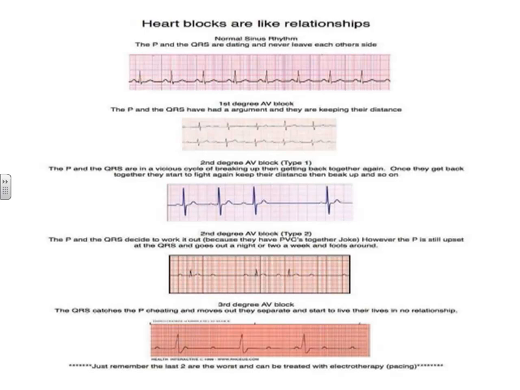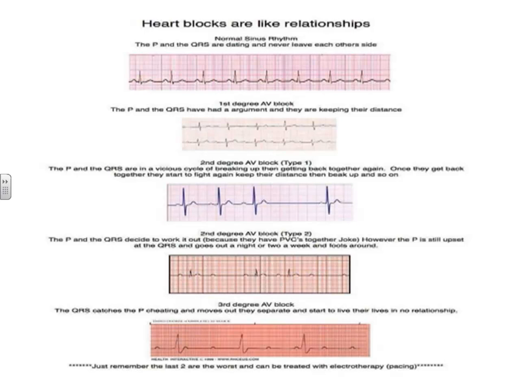Your type 2, P and the QRS decide to work it out because they have PVCs together. Ha ha ha. However, the P is still upset with the QRS and goes out a night or two a week and fools around. So they're there, and then he disappears. Or she. You know, nobody says that the QRS has to be a dude.